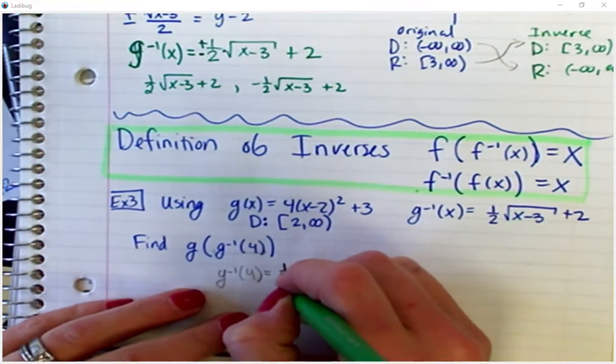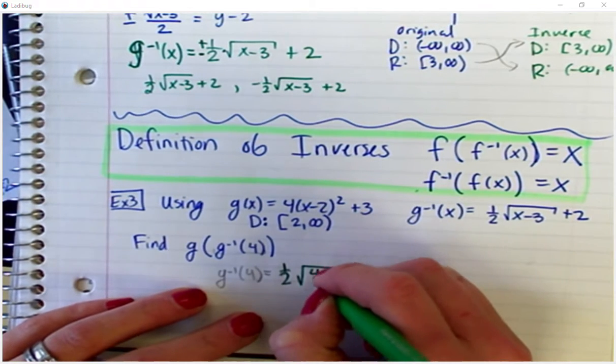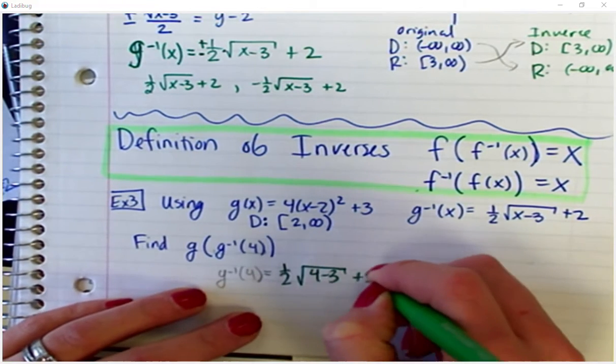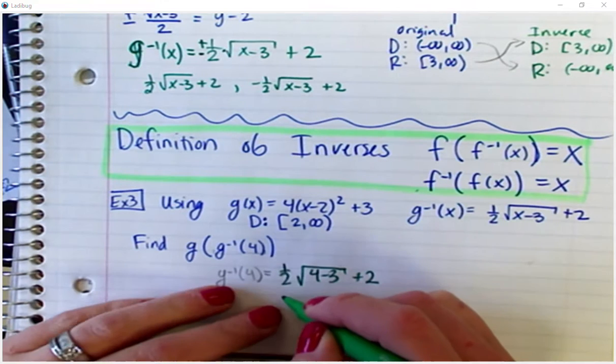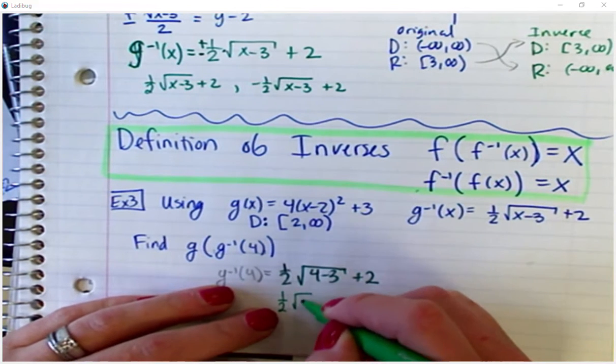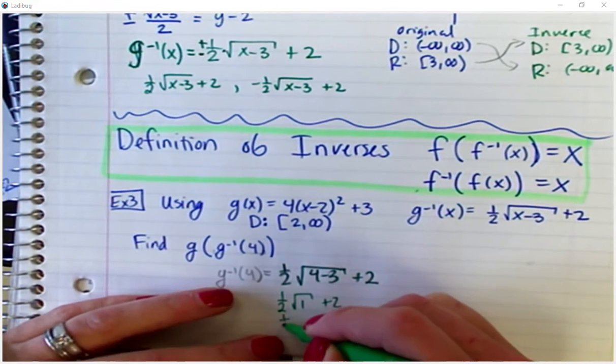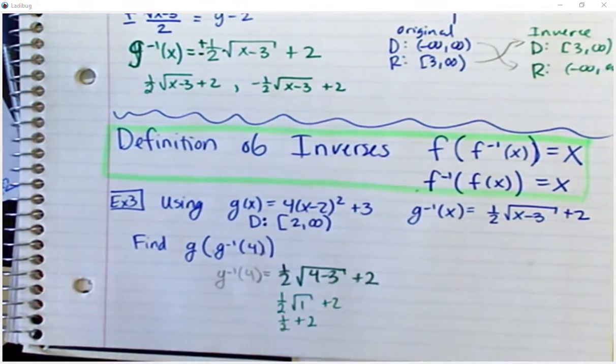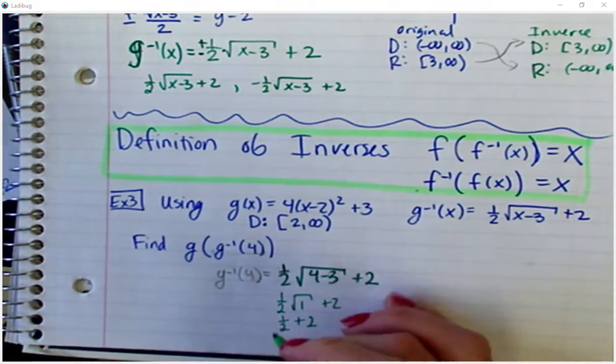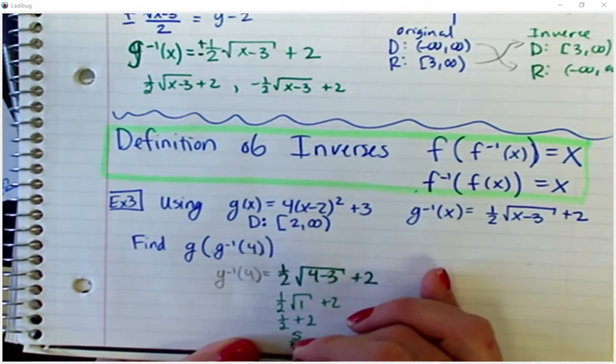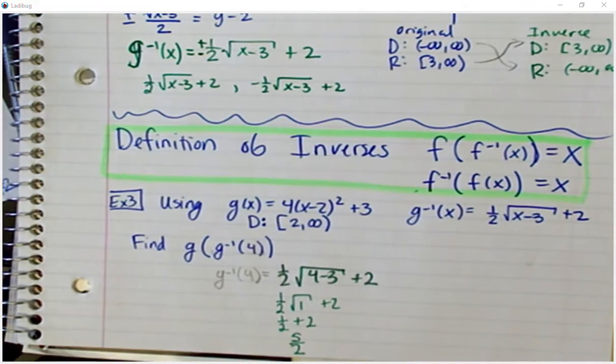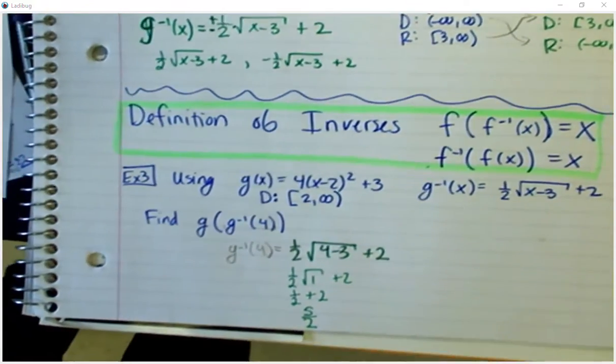Okay, so I get 1/2 root 1 plus 2, 1/2 plus 2. Okay, so I get 5 halves. Does that seem right? Yeah, okay. So I get 5 halves. Go with the improper fraction, not a mixed number. So we got 5 halves.